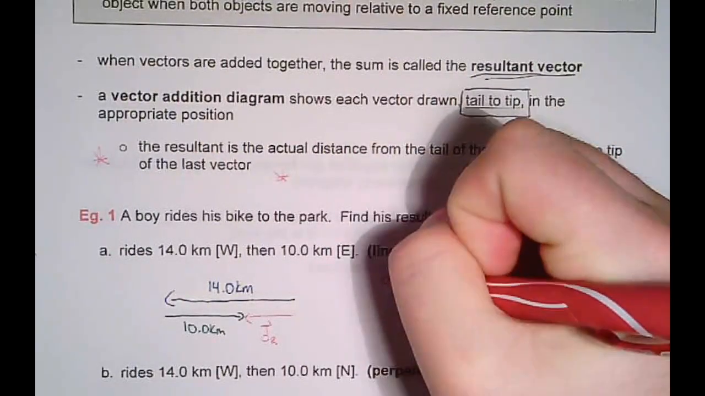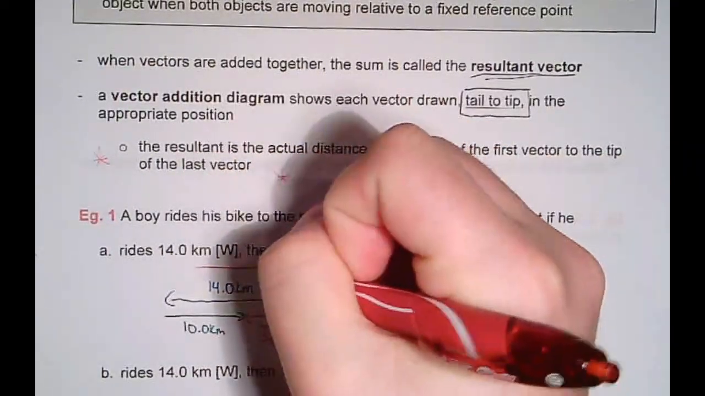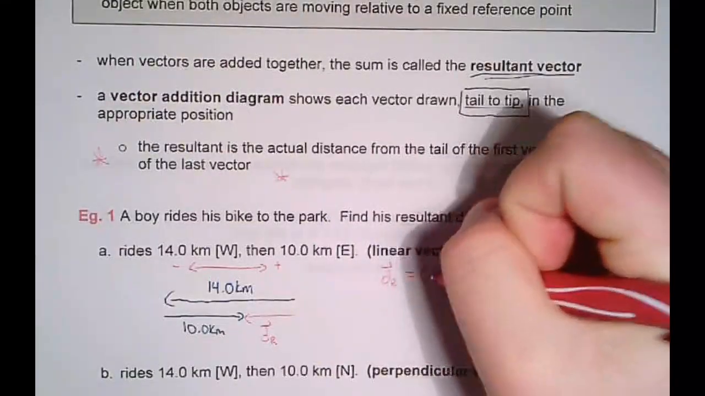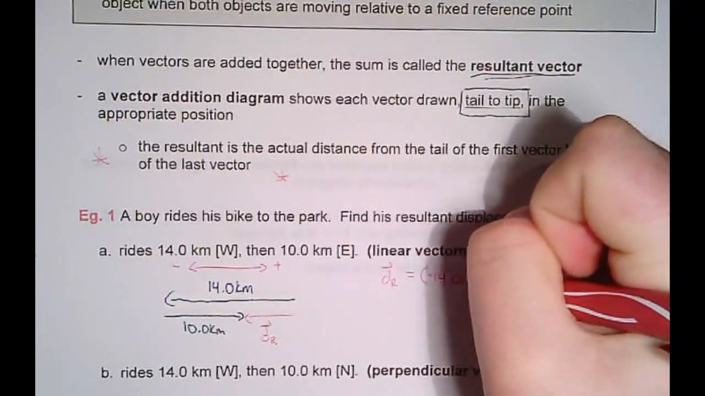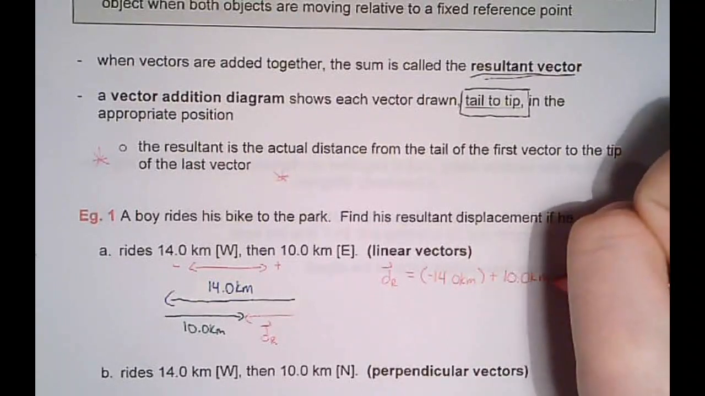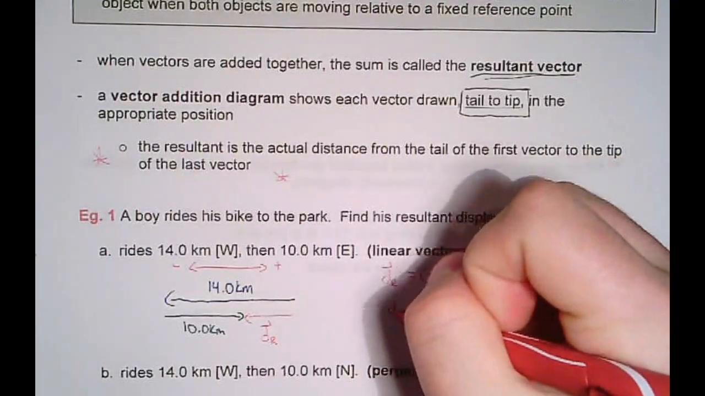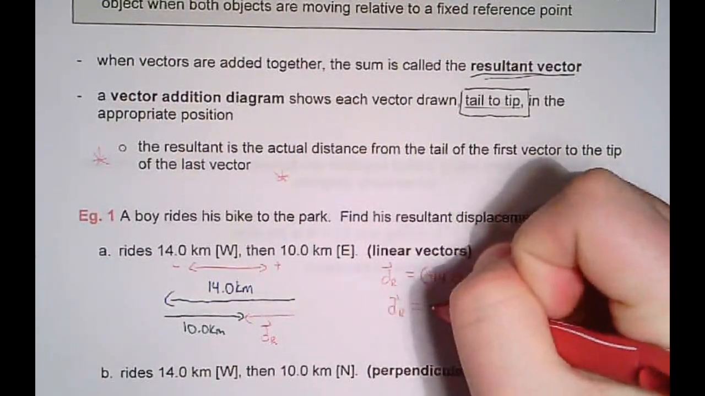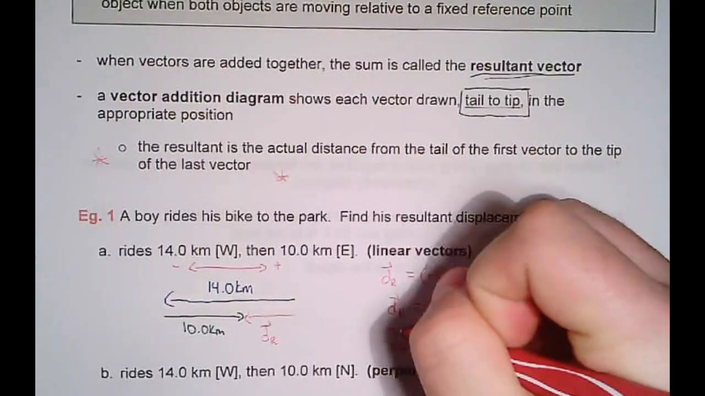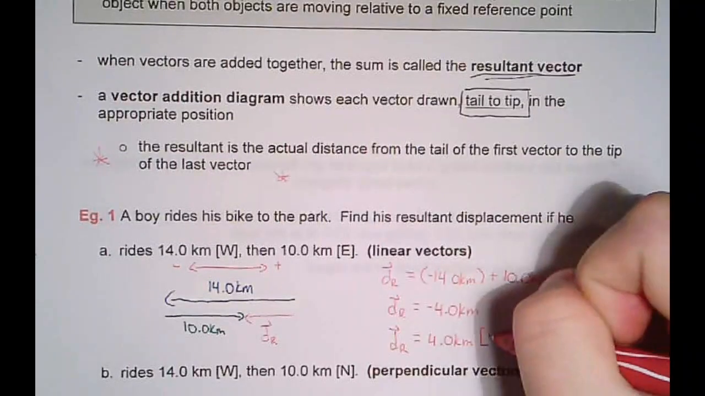So d_r is equal to, let's make forward positive, backwards negative, negative 14 kilometers plus 10 kilometers. He gets negative 14, positive 10. The resultant is negative 4 kilometers, which also means he went 4 kilometers west.